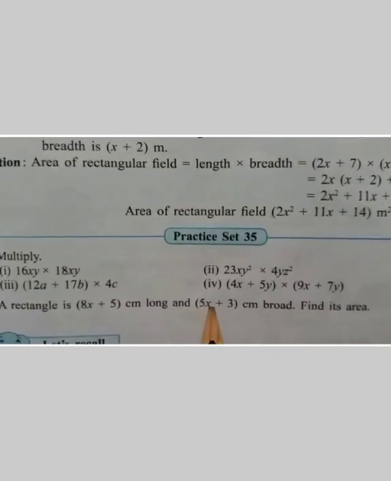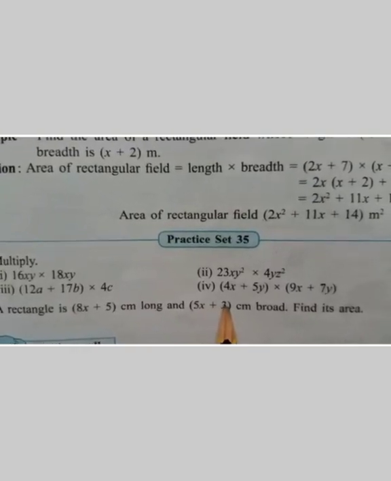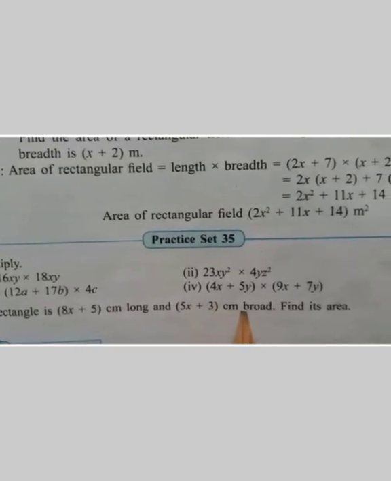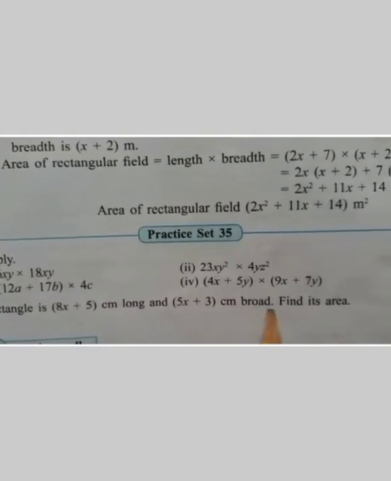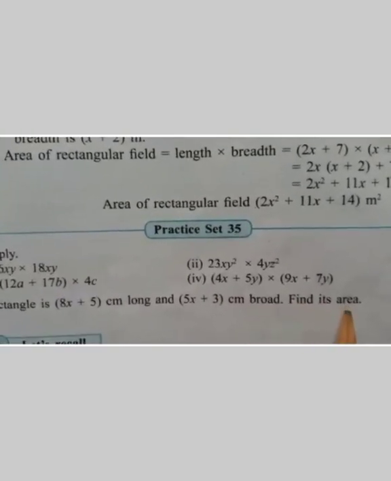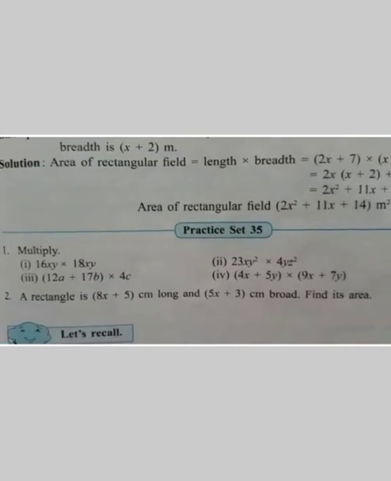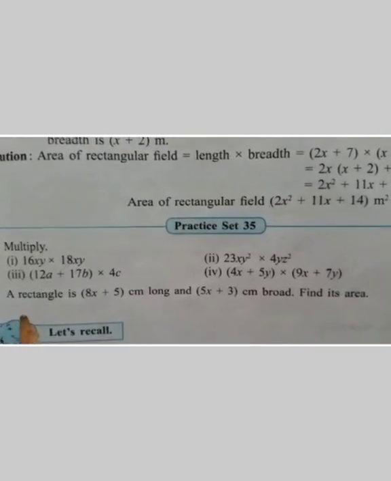And 5x plus 3. Again a binomial. This much, 5x plus 3 in the bracket, centimeter broad. Broad means breadth of the rectangle is given. You have to find its area. Just now we saw the formula for area of a rectangle. The figure is a rectangle.